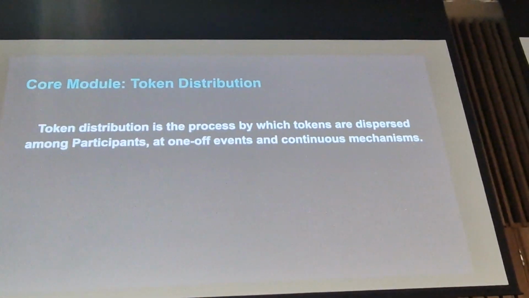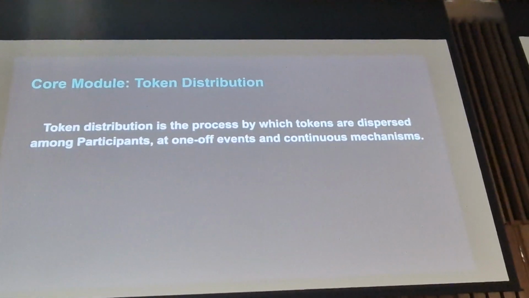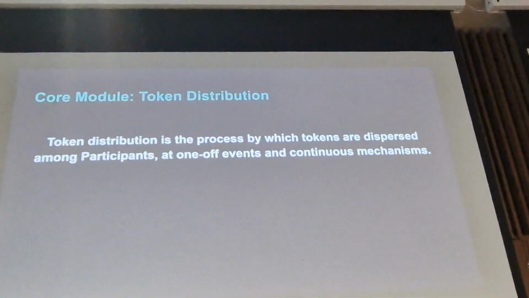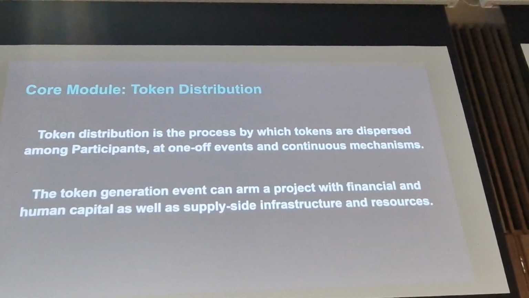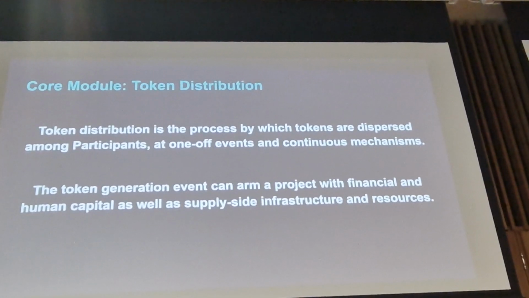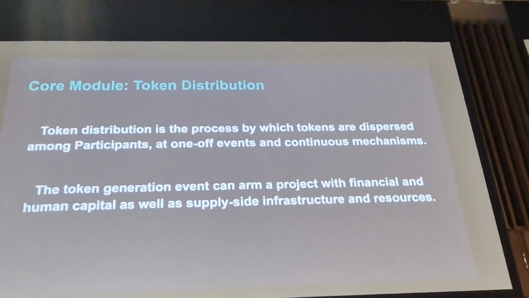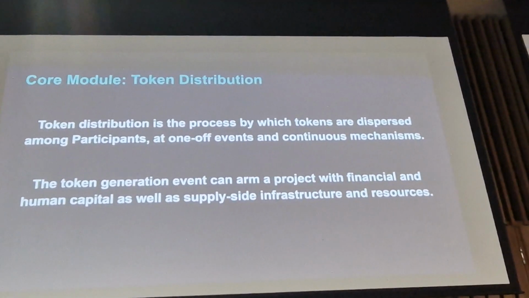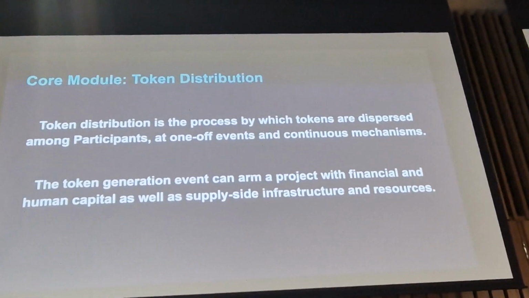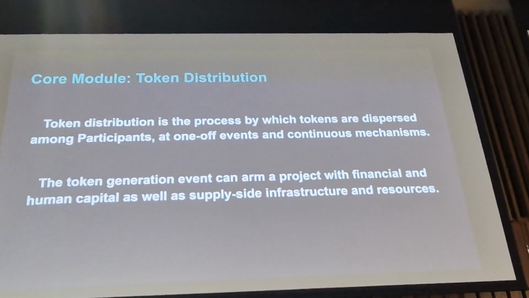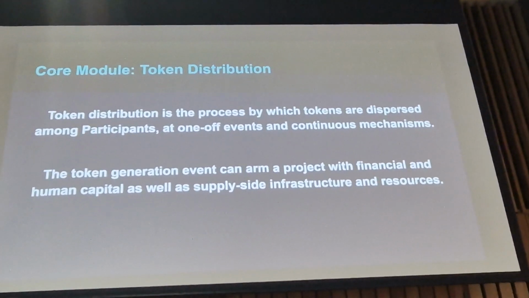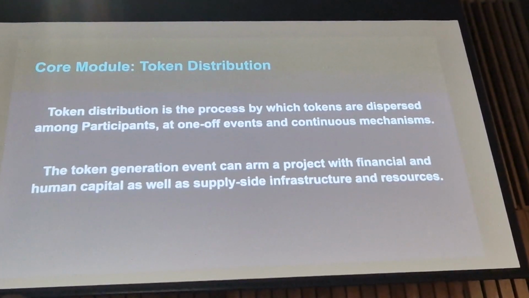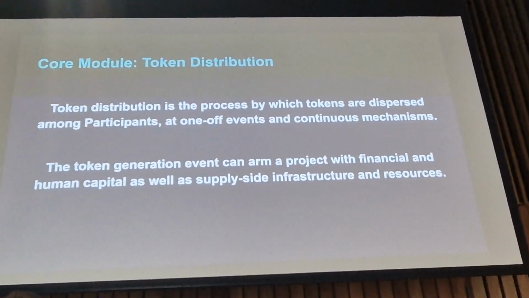And then token distribution follows the allocation decision making. Once we've decided which groups are getting which ratio of tokens, we then have to decide how we're actually distributing these tokens to those groups. That's the process by which we disperse them. The token generation event is the most prominent of this, and it's a very important event because it essentially injects capital, financial capital, into our project through fundraising, but it can also provide important human capital as well as other supply side infrastructure.